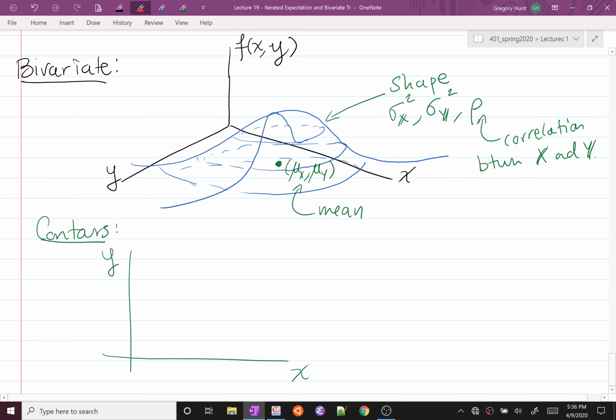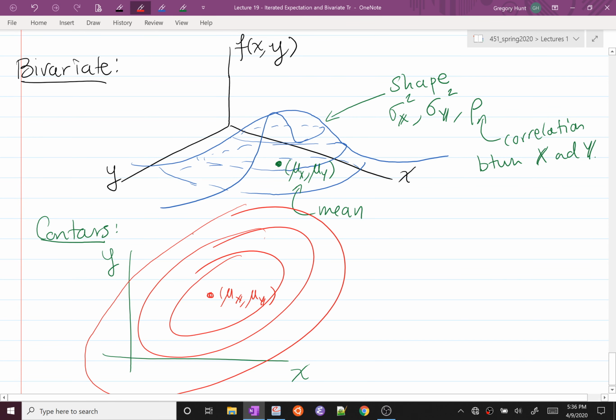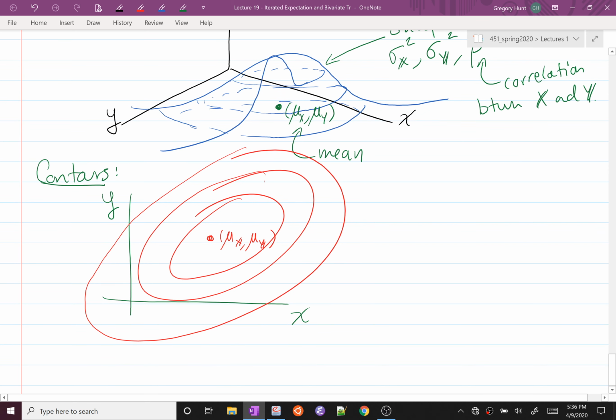If we look at this from above, the center is the point mu x, mu y, and then we have ellipsoidal contours that look kind of like this. It's supposed to be all nested within each other. And the skewness slash eccentricity of these contours is related to the correlation.